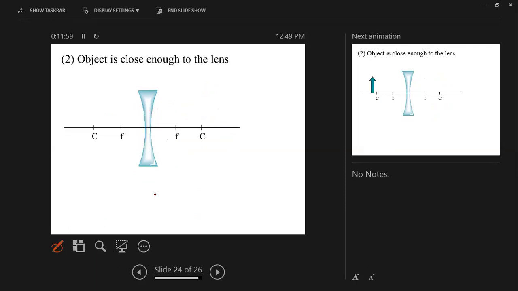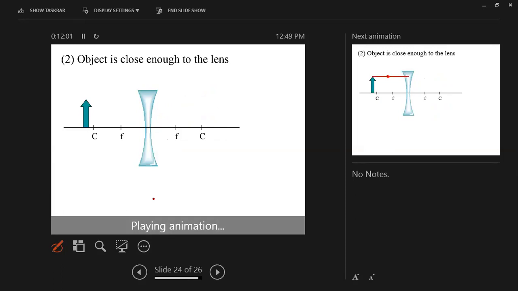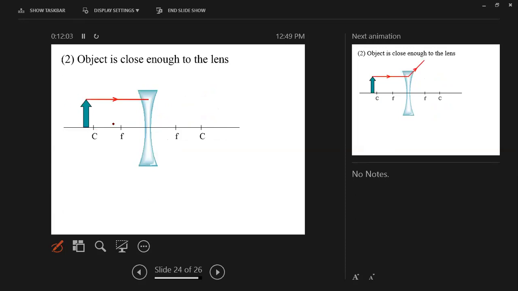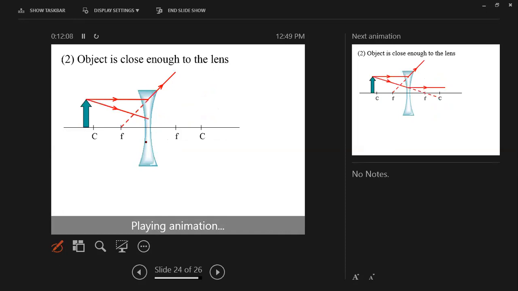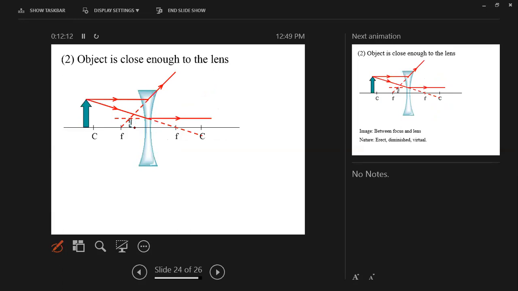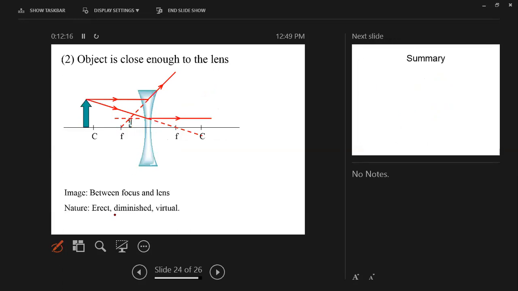So what if the object is close enough to the lens? What's going to happen? When we put the object beyond C, again, we are going to take the reflection of the lights. As you see, the reflection, where they meet is going to give us image. As you see, image is going to be between F and pole, and it's going to be, again, erect, diminished, and virtual.